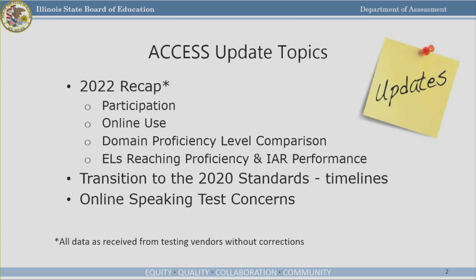One caveat about that is that for the IAR part of it, I used the data file as it came from the vendor, and it didn't have the benefit of going through extensive corrections like I was able to do with the ACCESS data. But for my purposes, it'll be plenty accurate. After that, we're going to talk about the transition to the 2020 standards and the timelines that WIDA is going to use for that purpose. And then I'll finish up by talking about the online speaking assessment and some concerns surrounding that part of the WIDA suite of assessments.